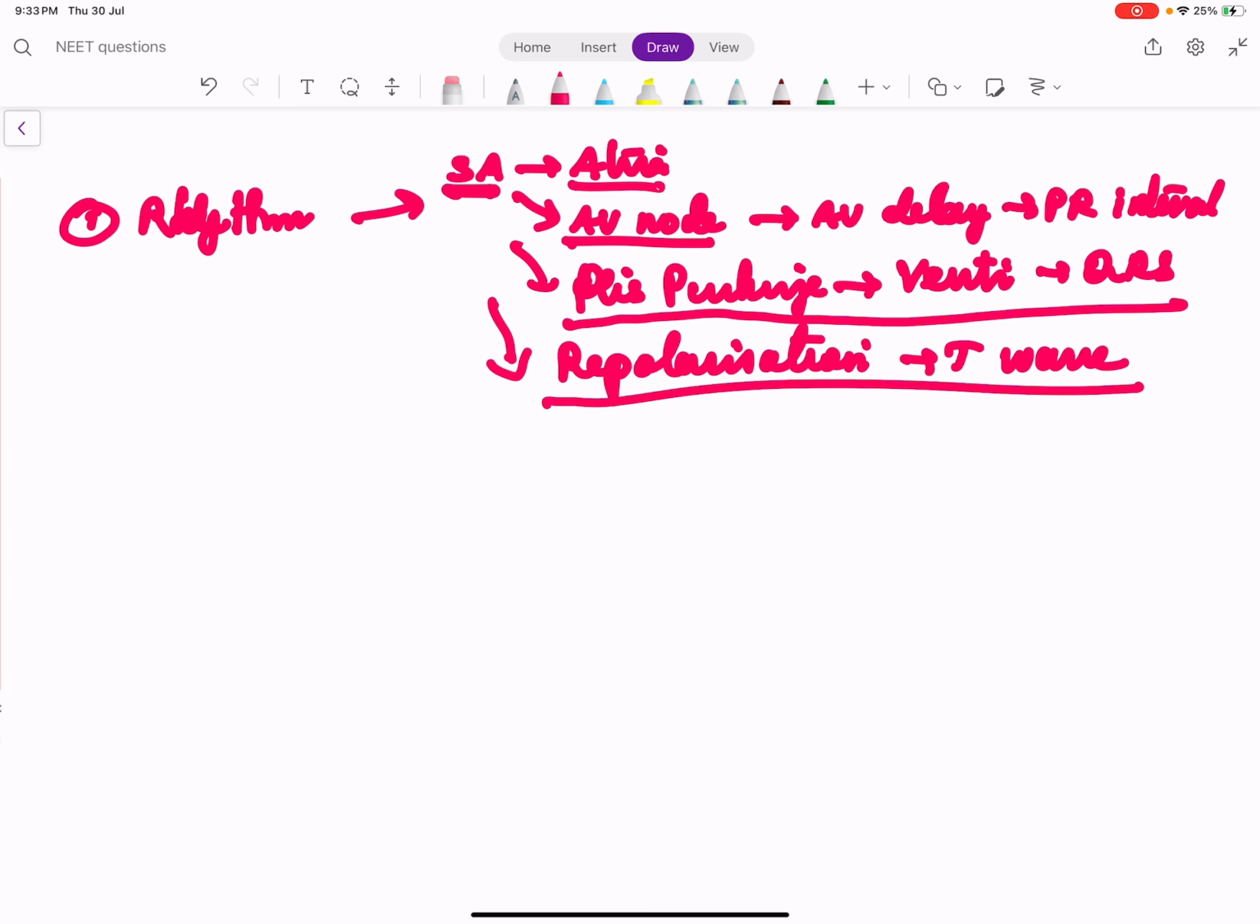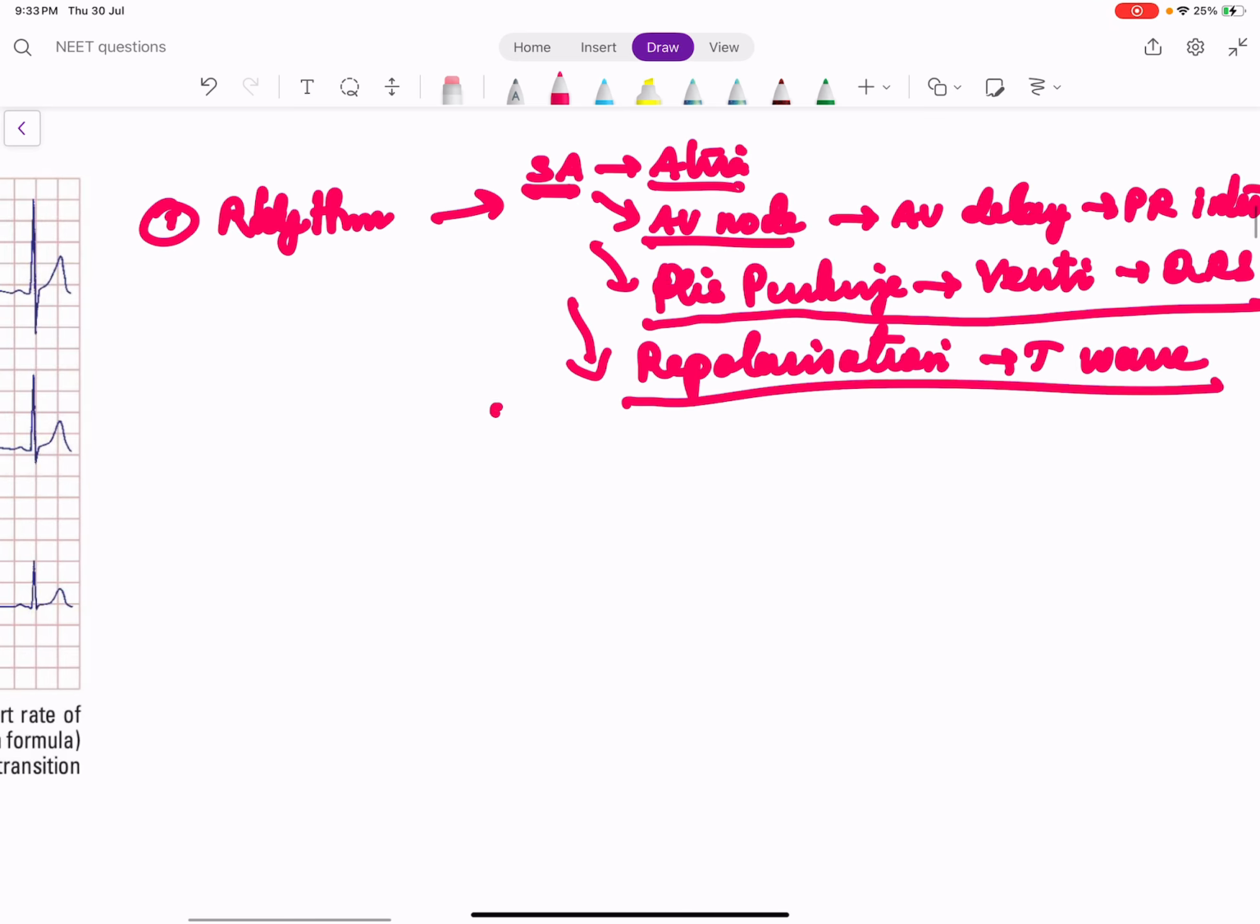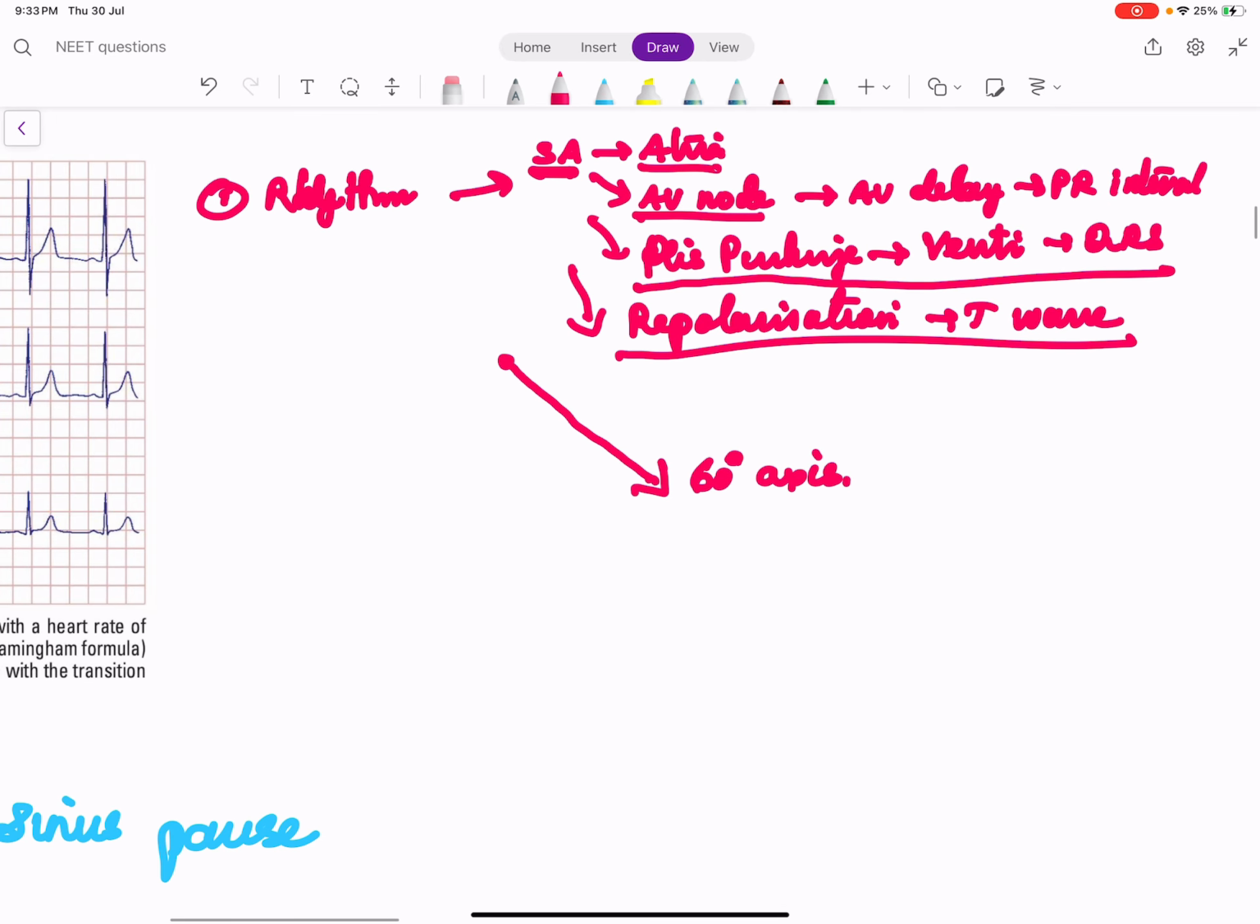So we should have SA node stimulation, atrial stimulation, AV nodal delay, fast conduction of the His-Purkinje system, followed by ventricular repolarization. And I told you about the vector direction from the SA node to the ventricle. This is the direction, that is 60 degrees, the axis. We will discuss the axis also shortly. So this is how a normal rhythm should proceed.